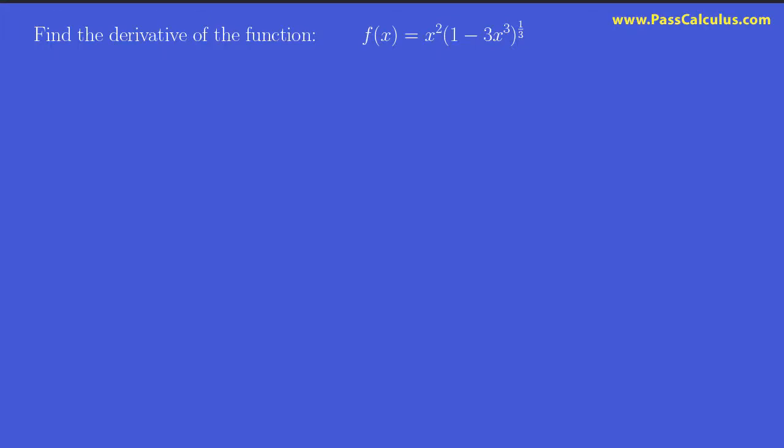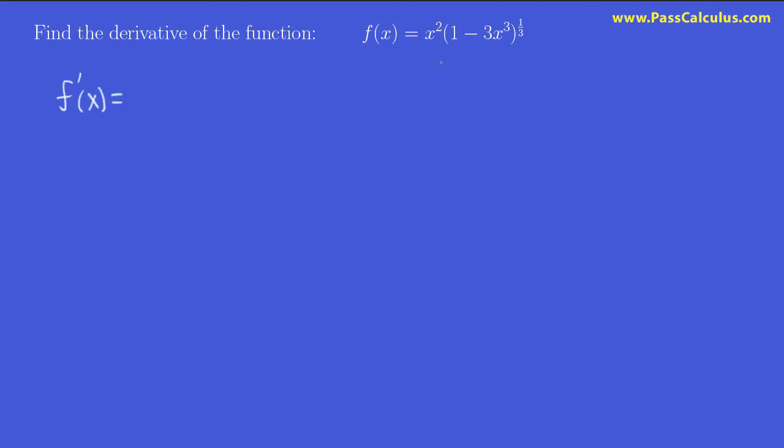For this one, it's a product rule. But when we use the product rule, we're going to find that when we come to this derivative, we're going to need chain rule. So let's see how this one goes. Let's start off by doing f prime of x equals, what does the product rule say?